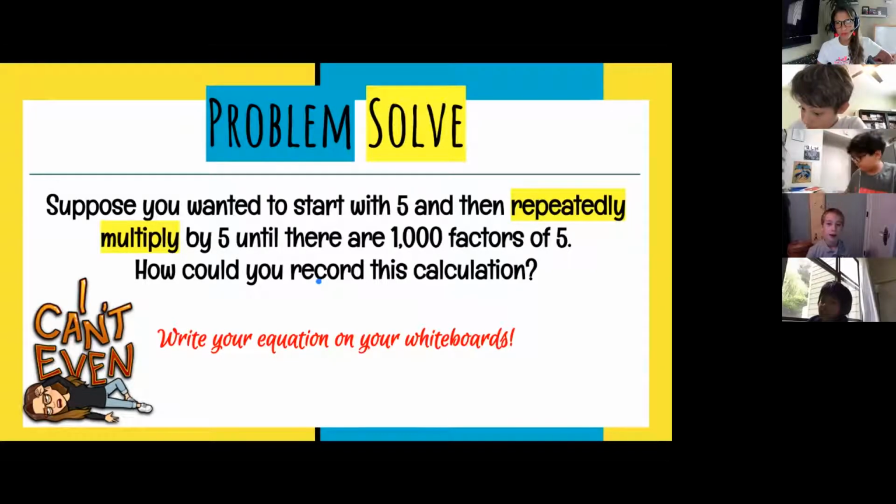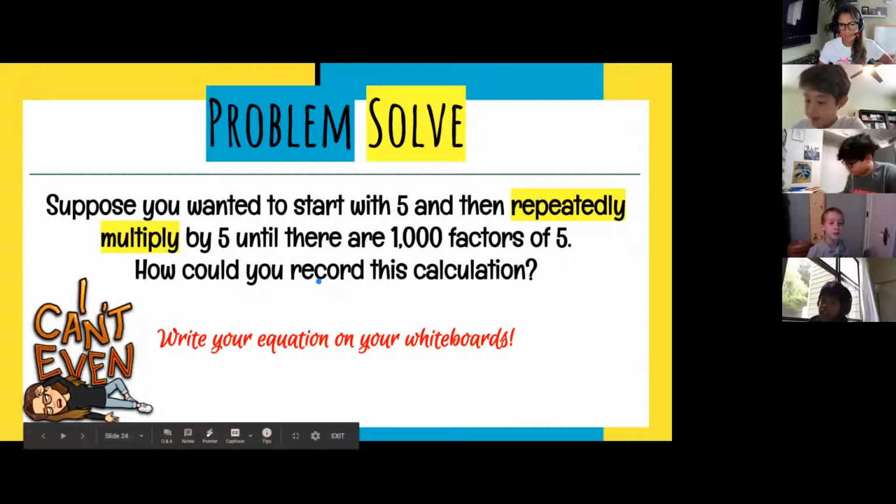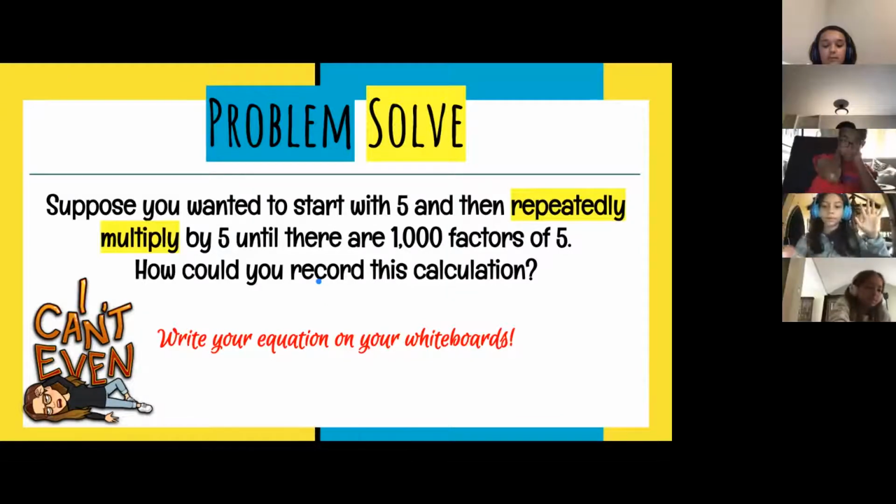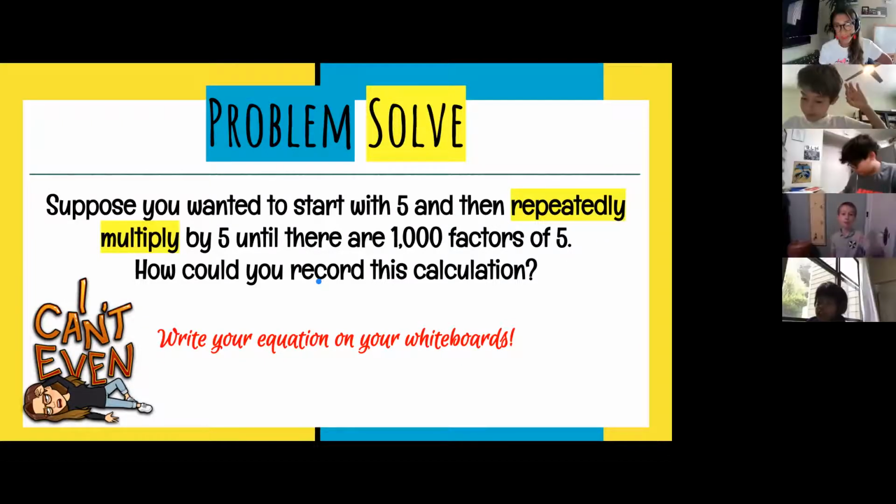Why would I make you do this 1,000 times? Well, here's my clue. If you have to keep writing 5 times 5, the first 5 times 5 equals 25. And then you have to multiply by another 5. Then 25 times 5 would be what?